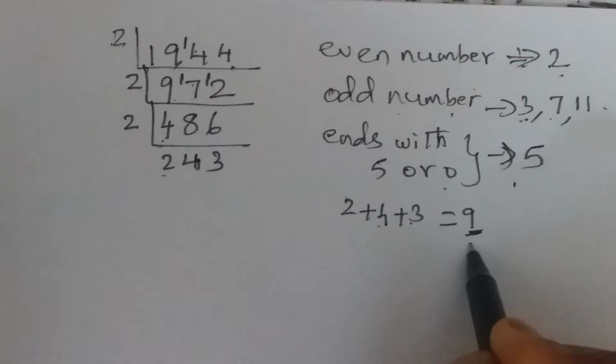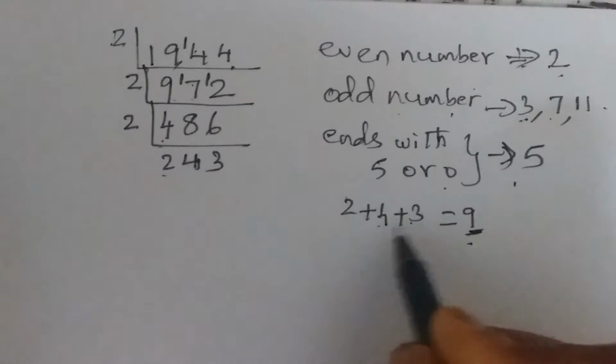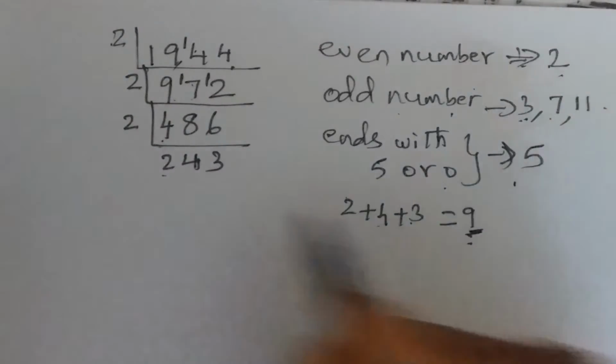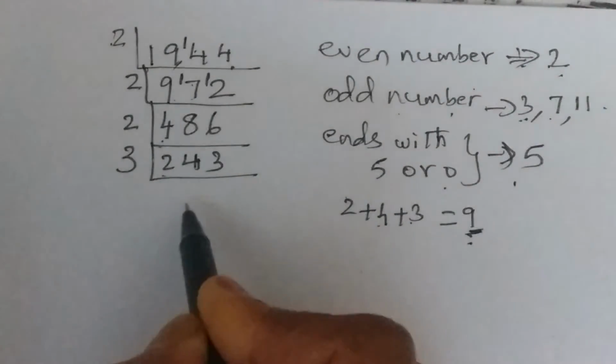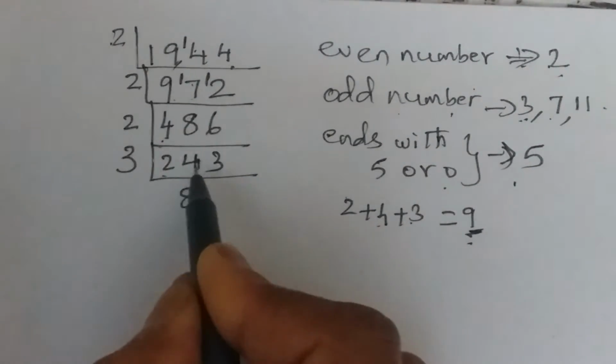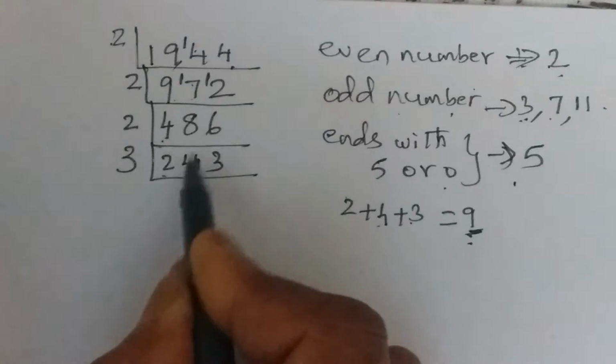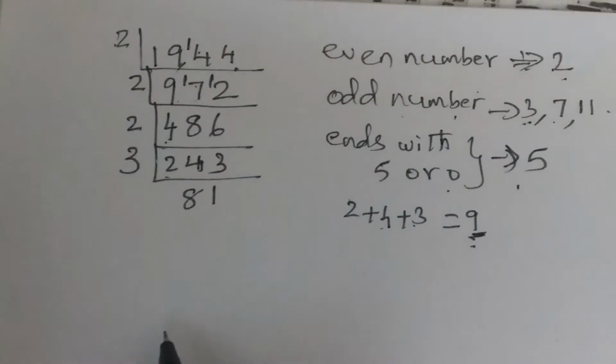Does 9 come in the 3 tables? Add all the digits, and that answer is there in the 3 tables. That means we can divide this 243 by 3. So till 24, 3 8s are 24. Do you have a remainder? No. Next number, 3 1s are 3.